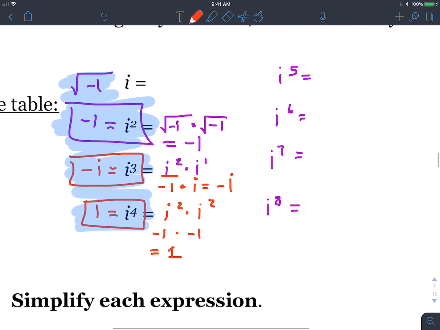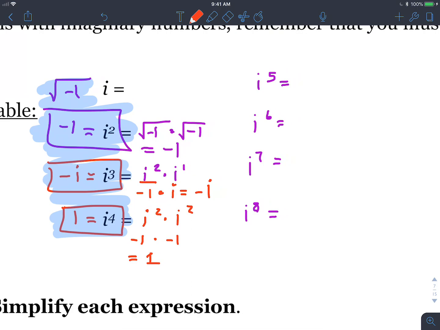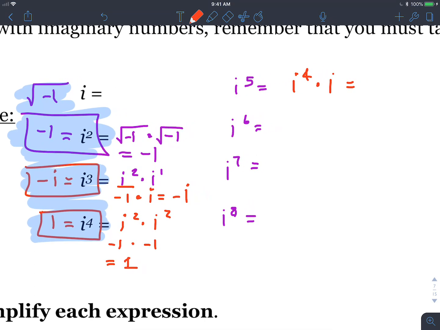Now you can continue the table. I wrote these in here. i to the 5th is the same thing as i to the 4th times i, and i to the 4th we just said was 1, so this is 1 times i, which is just i. Notice i and i to the 5th come out to the same thing, and you're going to see that across the board with i squared, i to the 6th, i to the 7th, and i to the 8th.